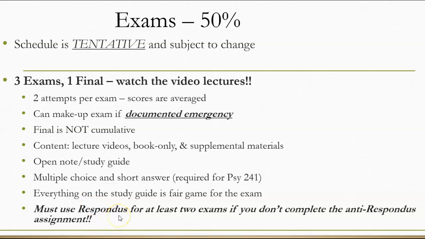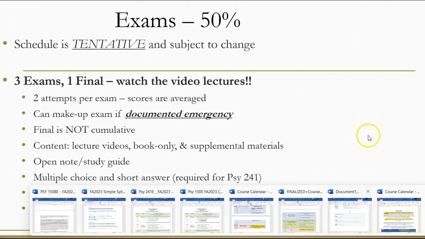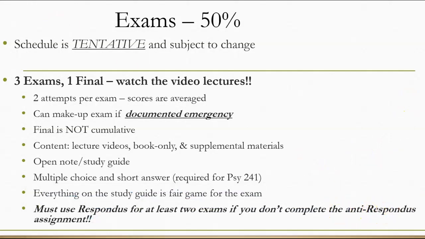And Respondus is the new Proctortrack. It's going to be an online proctoring tool. We have an anti-Respondus assignment that you can complete, so you can get out of having to use it. If you don't complete this anti-Respondus assignment, you'll have to use that online proctoring tool for at least 2 exams, and that's Social Behavioral Sciences policy. And so please do that assignment so you don't have to use that.